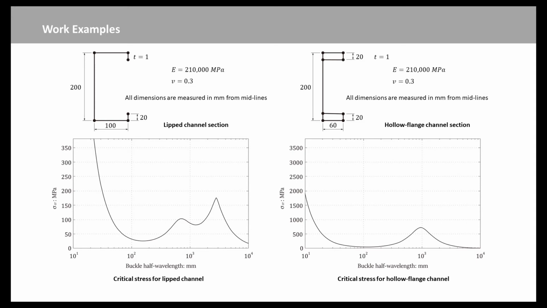The method was tested on a cold-formed steel lipped channel and a hollow flange cross-section under compression. The mechanical properties of the material were assumed to be Young's modulus E equal to 210,000 megapascals, Poisson's ratio mu equal to 0.3. The classic signature curve for the stability of the thin-walled member results as shown in this slide. However, the buckling modes identified in the signature curve are difficult to know.